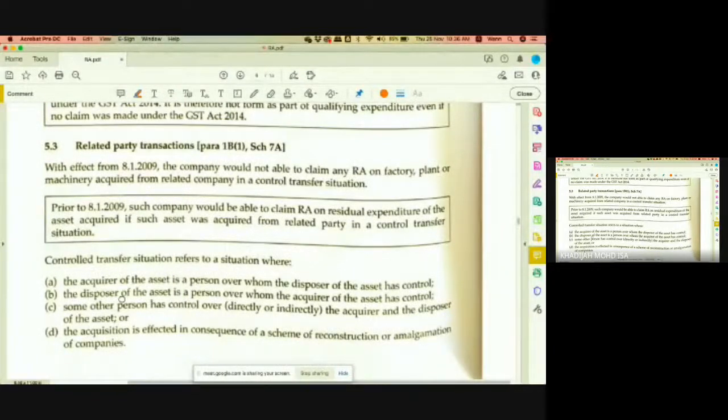And with regard to related party transactions, effective from 2009, the company would not be able to claim RA on a factory, plant, or machine acquired from a related company in a controlled transfer situation. So assuming you have company A and company B, company A has a machine on which they claimed RA, and then the machine was transferred to another company B, which is a controlled company. For that transfer, company B cannot claim RA on the machine, because even though it's a controlled transfer, you cannot transfer the RA. Once you transfer the asset to another company, the other company cannot continue to claim RA on the same asset. These are the control situations that we covered when we did controlled transfer.